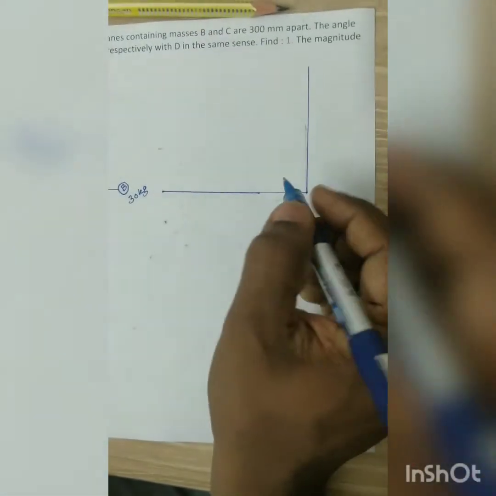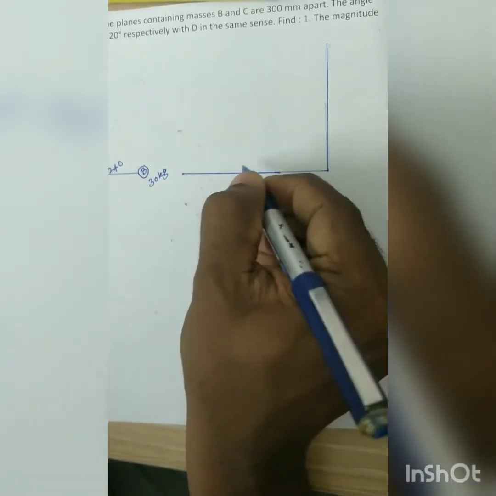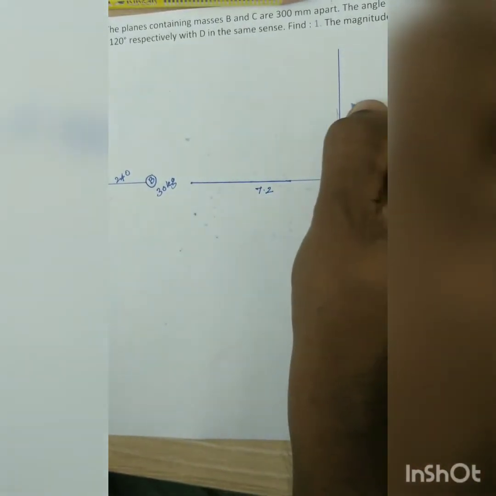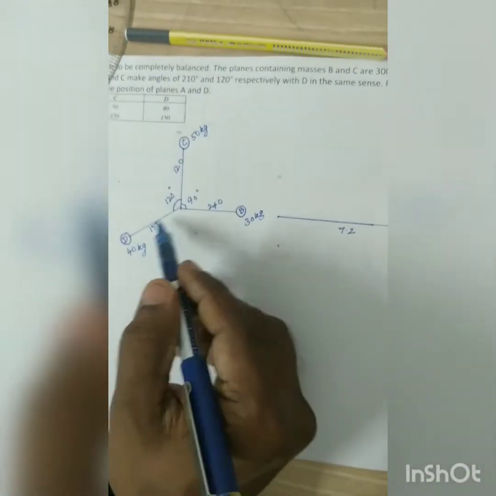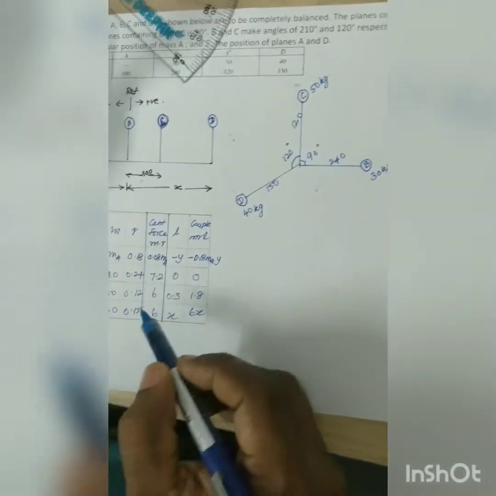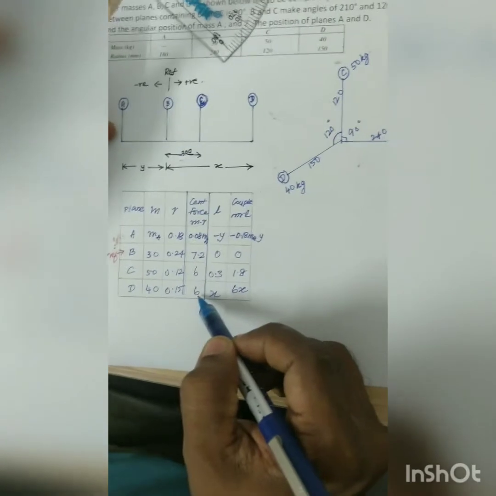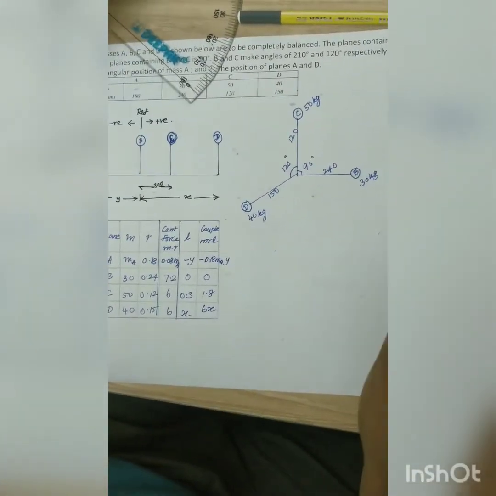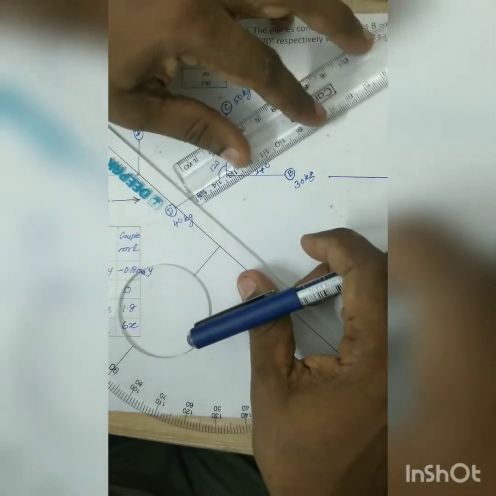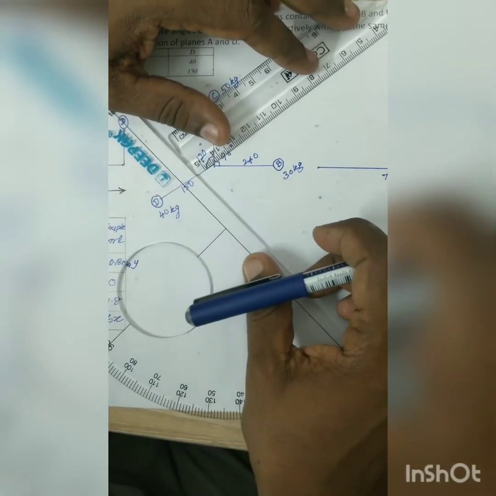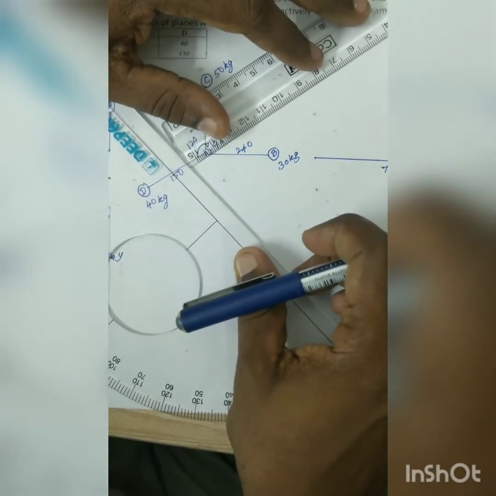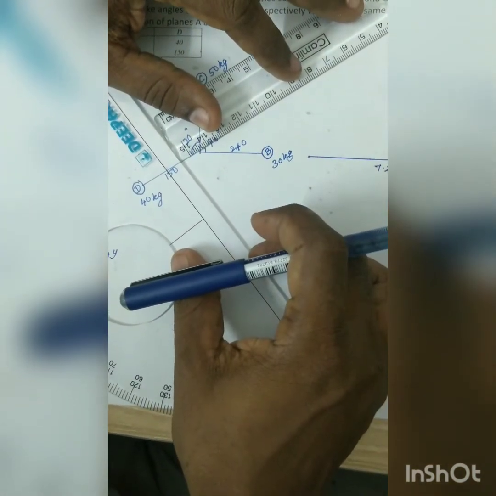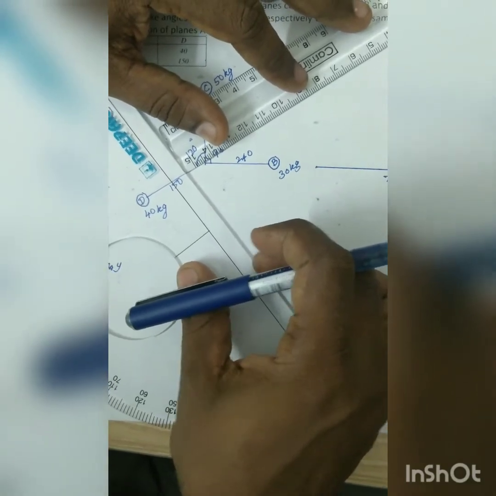Length is 6. So I got this is 7.2 and this is 6. And the other vector is in this direction, D. For D, the force is 6 kg meter. So I am going to draw the parallel line for this. I am going to keep it like this and draw the parallel line. So I am keeping it parallel and then locking it.